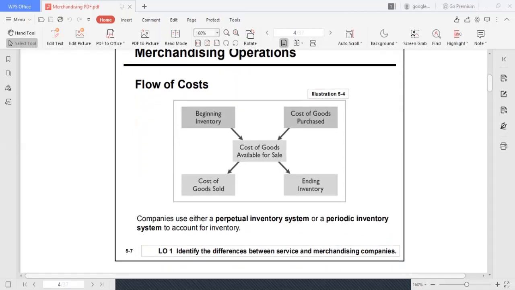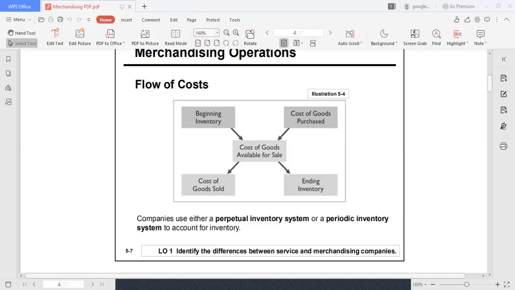Here on the screen is the flow of cost for a merchandising operation. Of course, you have your beginning inventory. The beginning inventory of the period is actually the ending inventory of the previous period. For example, the beginning inventory of 2020 is the ending inventory of 2019. Aside from the beginning inventory, you will add all the purchases during the year in order to get your cost of goods available for sale. Dalawa lang ang pwedeng puntahan ng cost of goods available for sale commonly. First, it will go to the cost of goods sold if it is sold, and it will go to the ending inventory if it is unsold.